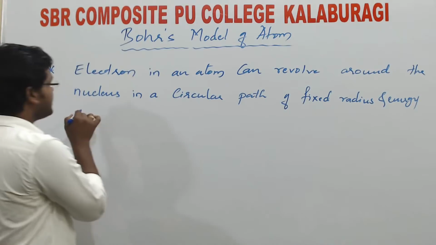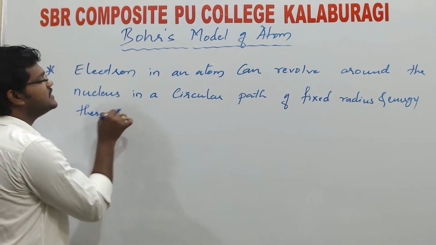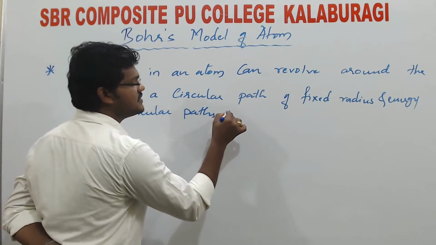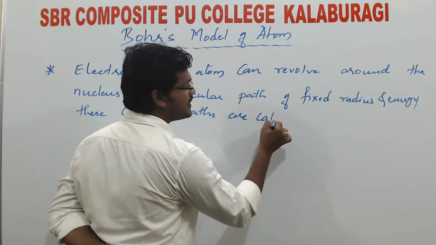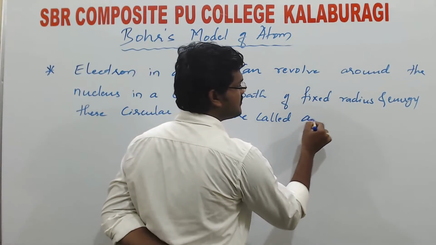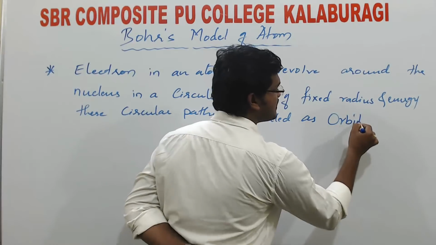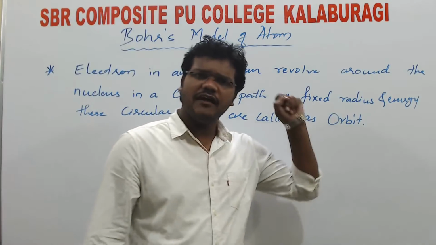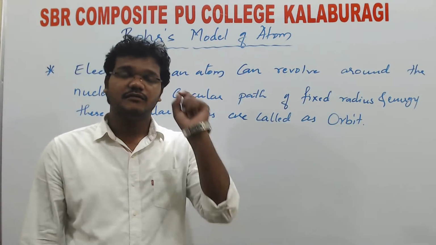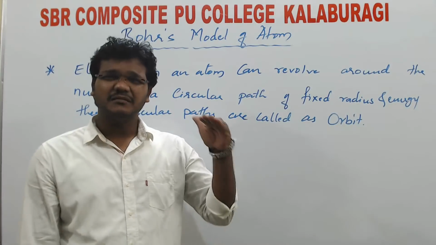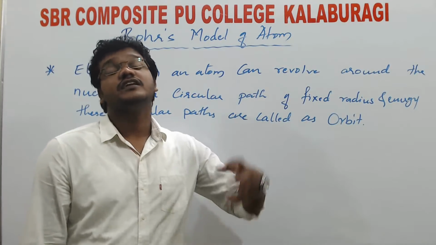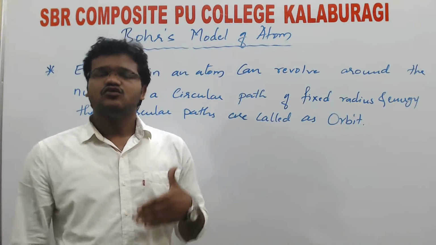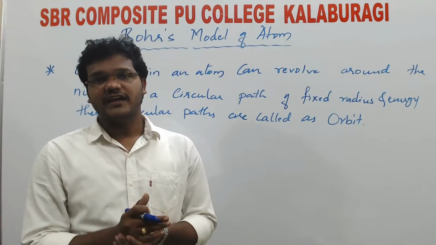These circular paths are called orbits. These orbits have a fixed radius and a fixed amount of energy. Those are nothing but my energy levels, represented by K, L, M energy shells. They have a particular energy, so different energy levels have different amounts of energy.